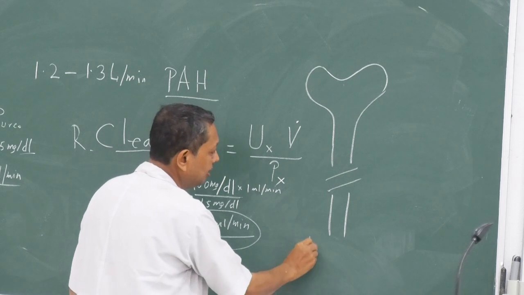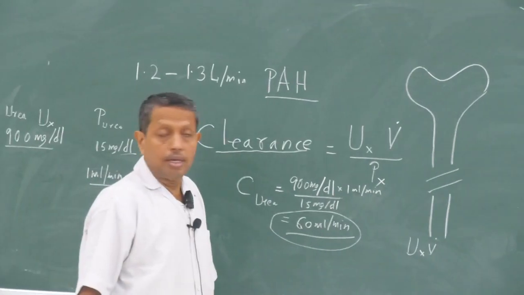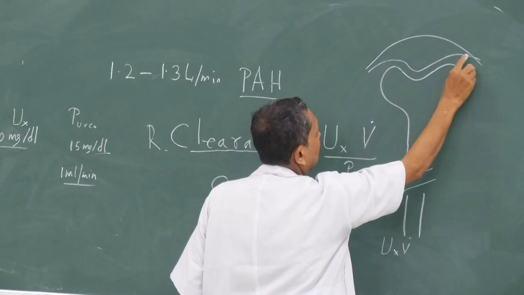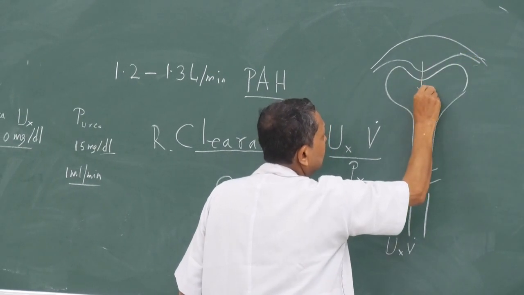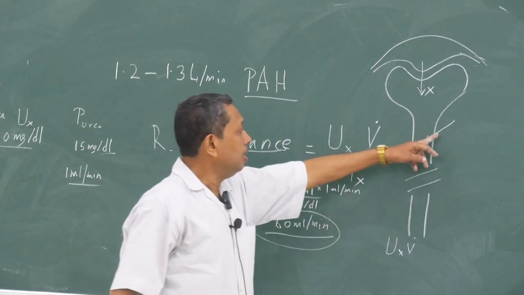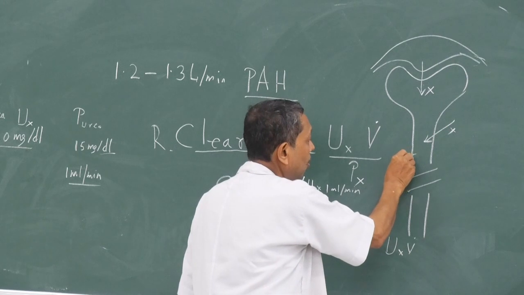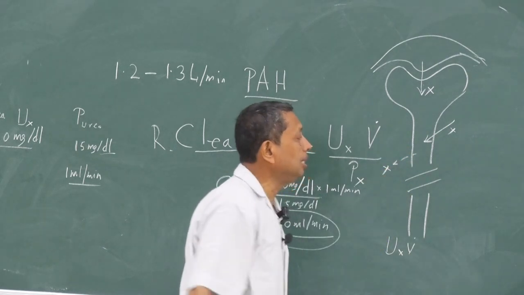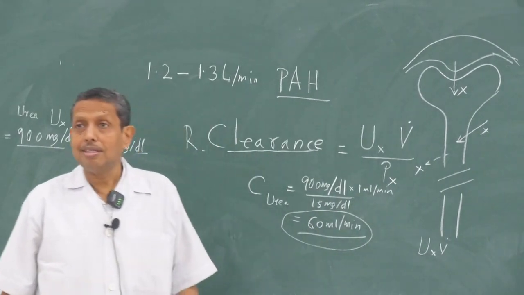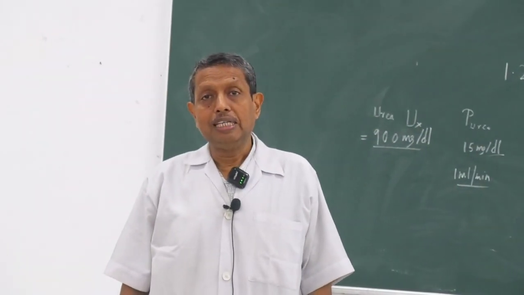Present in the urine is Ux into V per unit time eliminated. Now it is possible that X is coming from outside to inside, the process of secretion, or it is the process of reabsorption. So whatever is present in the urine is that of the filtrate load. The amount that is filtered is the filtrate load.